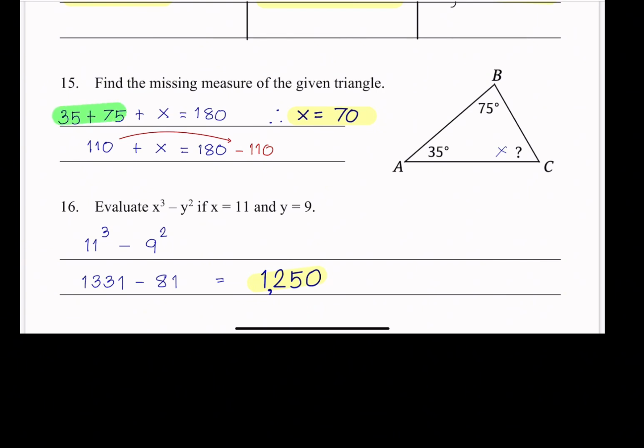35 plus 75 is 110. Then move this one to the other side and subtract from 180. So 180 minus 110, it's 70.